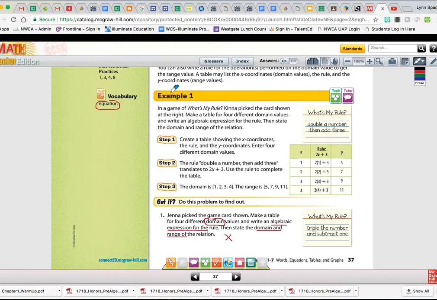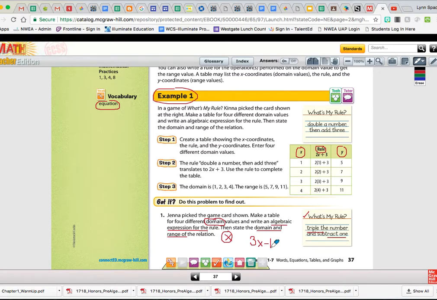So if you look back up here at example 1, it gives you a step-by-step procedure for doing that. We have an x value, or our domain. We have the rule, which we're going to write from this card right here. And then we have the y value, which is the range. So let's take a look at the rule. The rule says triple the number and then subtract 1. So no matter what number I choose, x, I'm going to triple it. So I'm going to put a 3 in front of it, meaning 3 times that number. And then I'm going to subtract 1 from it.